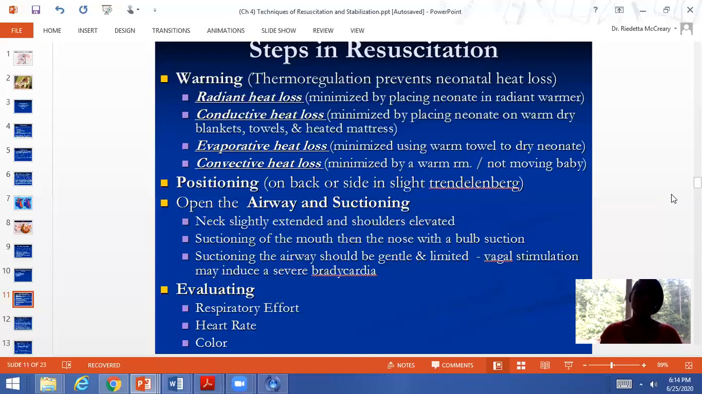Now, once you've done all of that, you've warmed the baby, stimulated the baby, positioned the baby, opened the airway, and suctioned them out, you need to evaluate some other things that will help you establish what we call an APGAR score. We're looking at the respiratory effort, not just the rate, but the effort. We're looking at the heart rate, and we're looking at the color. Once we know those things, we can give the baby a score, and that score will determine whether they're going to lay on mommy's chest and have some tummy time, or whether they are heading to the intermediate nursery or NICU.